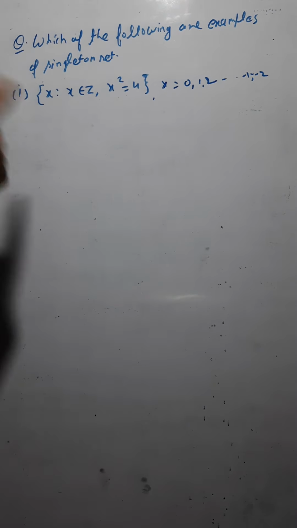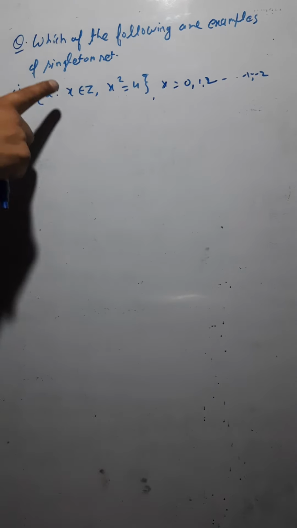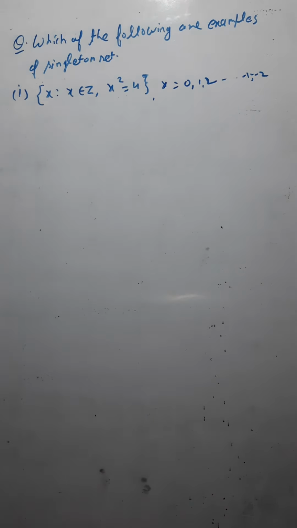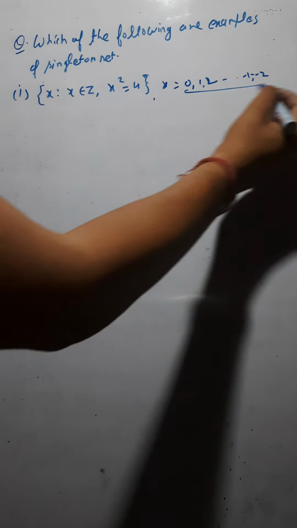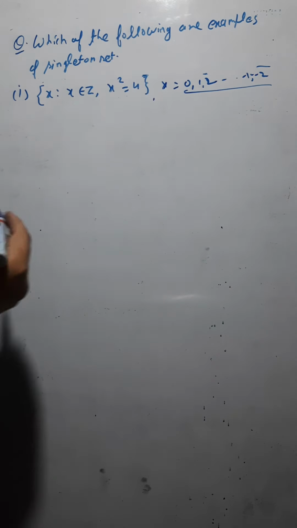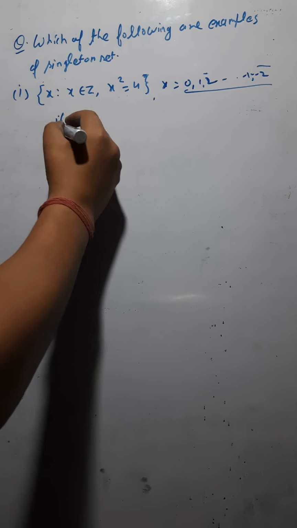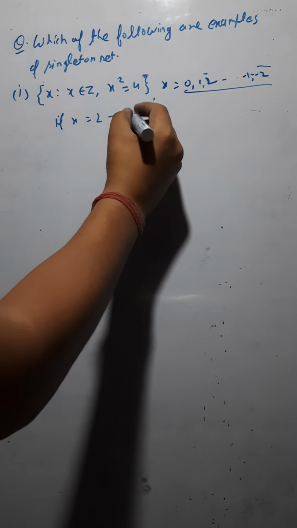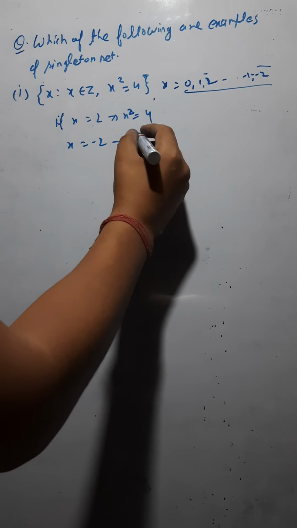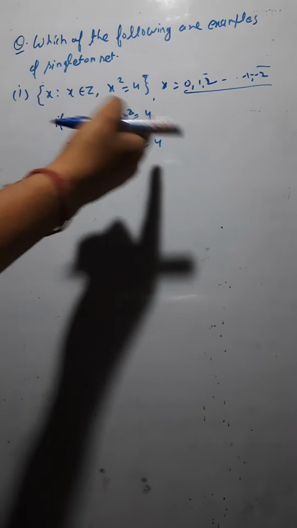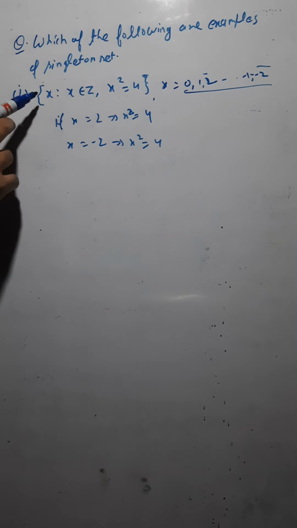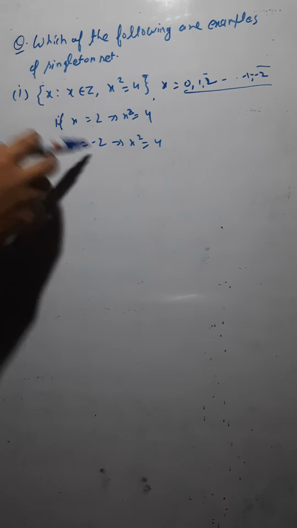But only those integers would be there in this set whose square is 4. So how many integers are there whose square is 4? You have two integers. The first one is 2 and then you have -2. Look here. If x is 2, x square is 4. And if x is -2, it implies x square is again 4, because the square of -2 is also 4. So here you have two elements, isn't it? This set contains two elements, 2 and -2.